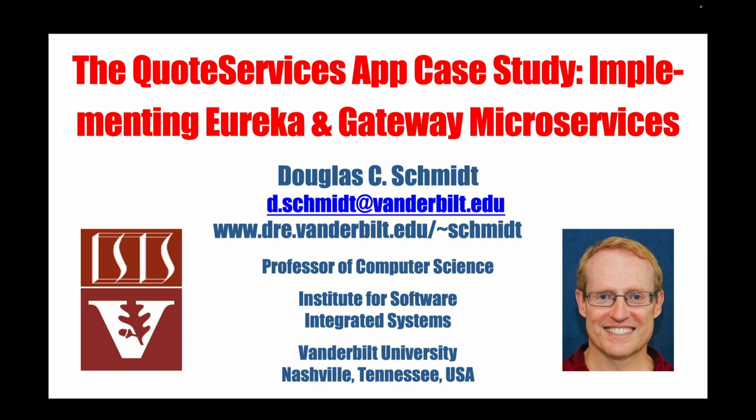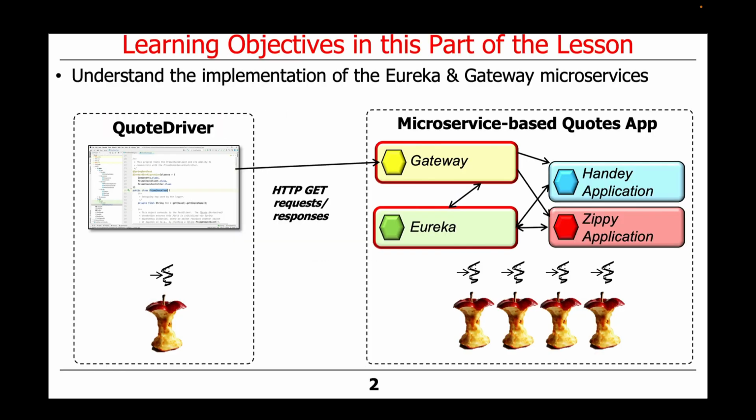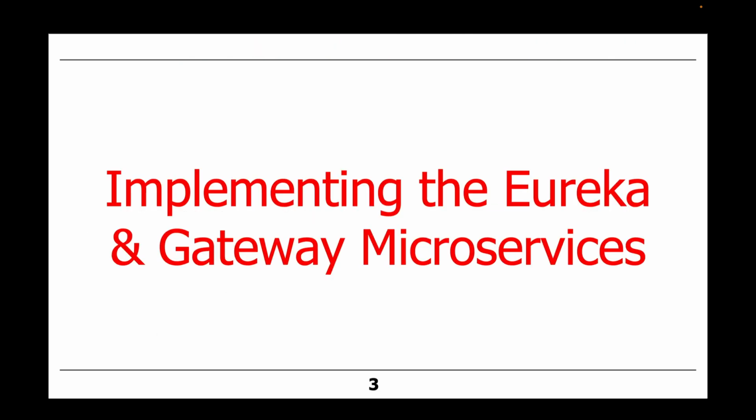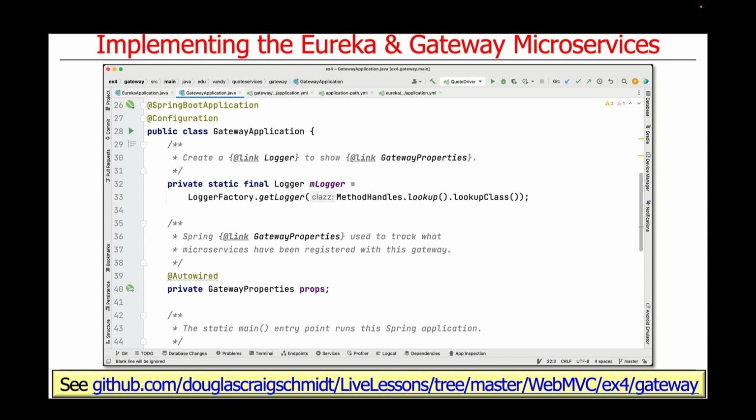So now that we've discussed the concepts and the structure and functionality of Eureka and the API gateway, let's go ahead and take a look at how they're actually implemented in our project. So we'll take a look at the implementation of the Eureka and Gateway microservices in the QuoteServices app. The code, as we'll see, is almost entirely declarative, both for the gateway and for Eureka. And you can find this code, as always, in my GitHub repository.